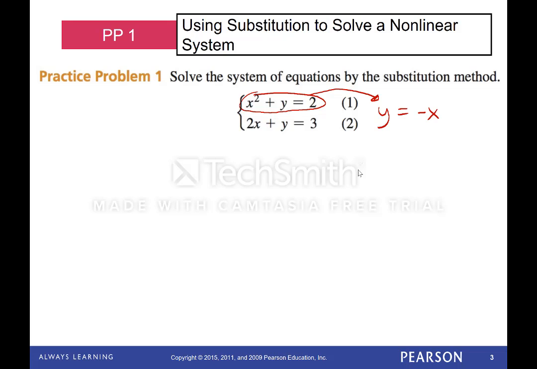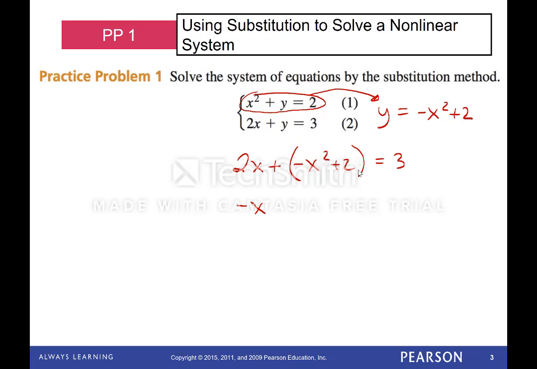Doesn't matter which one. I'm going to move the x squared over, so it becomes a negative x squared plus 2. And what we're going to do here, we're going to plug it in or substitute it back into the other equation. So now we go 2x plus, and now we have the substitution of negative x squared plus 2 is equal to 3. There it is. And from here on out, we start solving. That's what it's about. So let's go for it here.